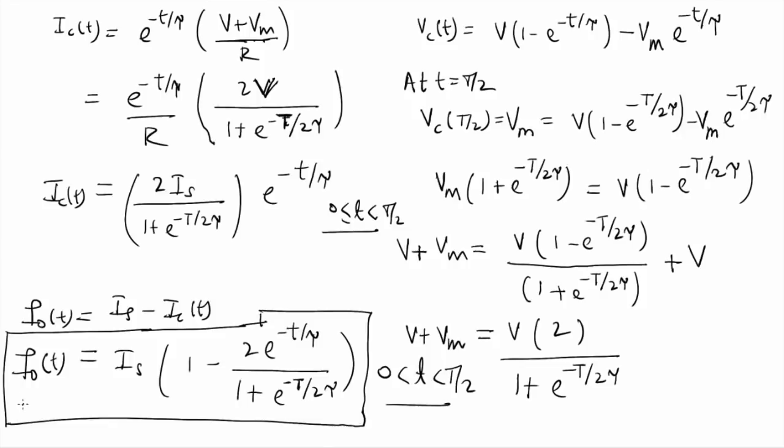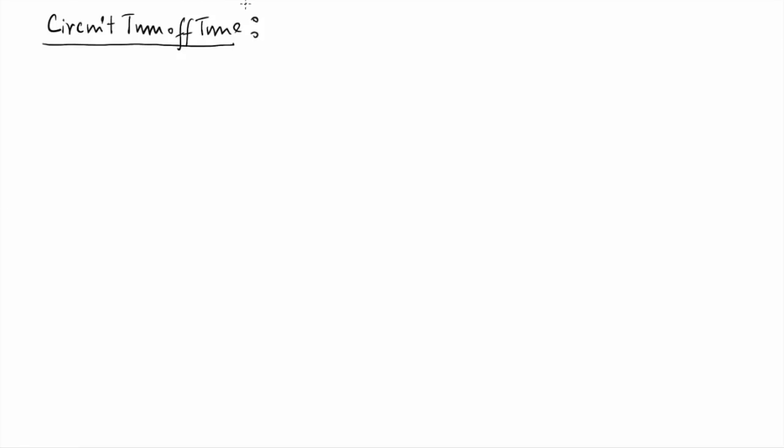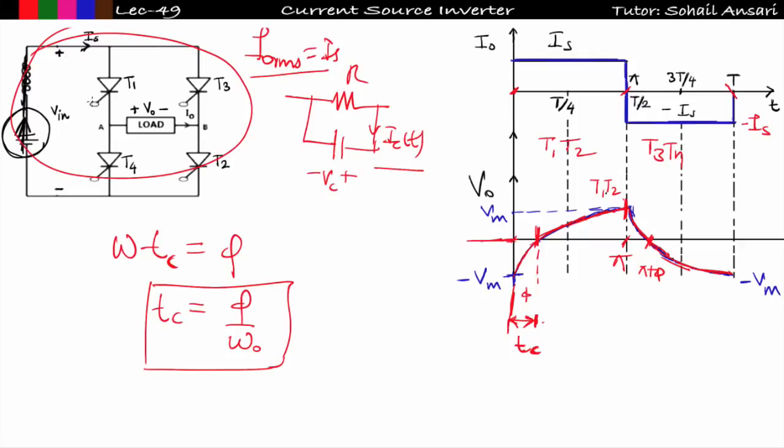Then in that case you have to apply this current equation, the load current equation, and find the current flowing in the load. Now let us find the circuit turn-off time Tc. I already explained the concept of circuit turn-off time. It is defined as the time for which the thyristor is reverse biased. If it is asked for the angle for which the thyristor is reverse biased, then definitely it would be phi.